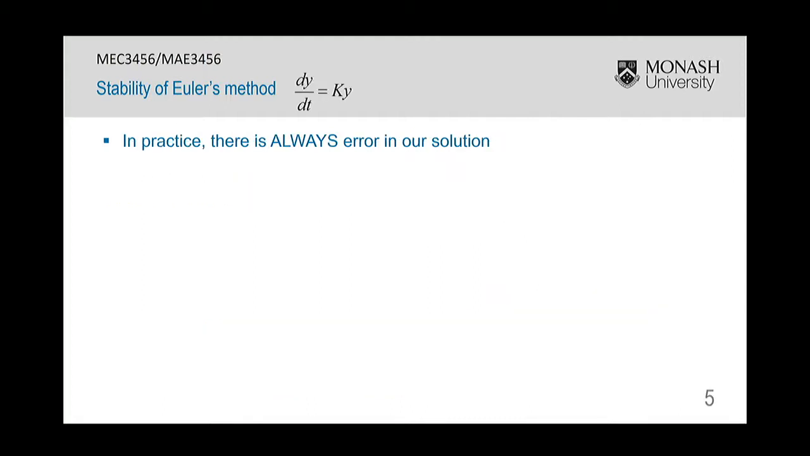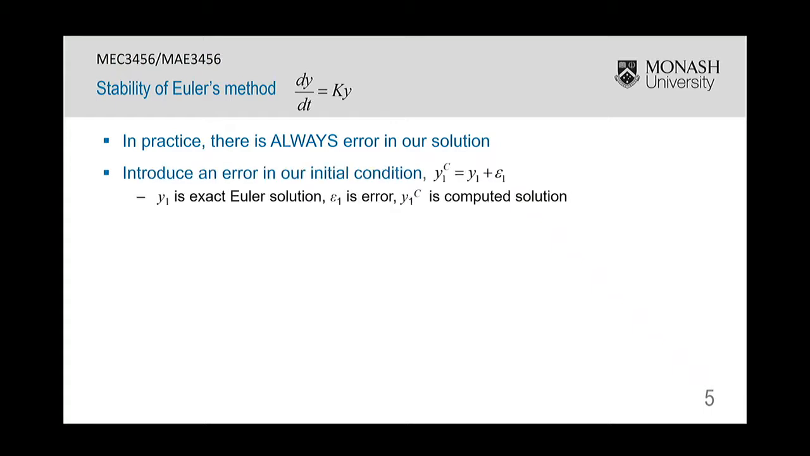In practice, there is always an error introduced in our solution because our computer arithmetic always introduces such a round-off error, basically. So, let's see what happens to an error that's introduced in our initial condition. Let's say that our initial condition, y1c, is equal to the exact initial condition, y1, or the correct initial condition, plus some kind of error. And we want to know what happens to this error as we move forward in our solution of the equation.